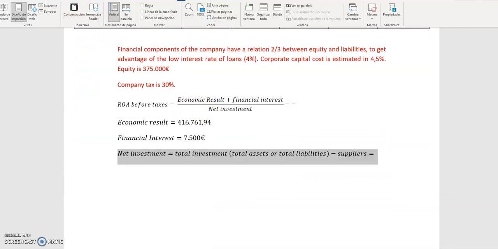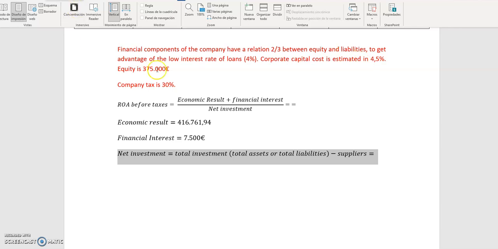Let's remember the formula. Net investment is going to be total investment, which is total assets or total liabilities, minus suppliers. So in our case, here in the financial components, we did some calculations in order to get the liabilities part. Remember that total liabilities is adding equity plus liabilities. You remember the balance sheet, the right side? So it's going to be equity plus liabilities.